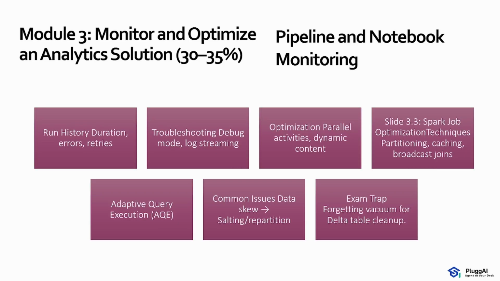Next, pipeline and notebook monitoring. Pipelines give rich run history, duration, rows processed, errors per activity. Debug mode lets you peek inside without a full rerun. Notebooks: execution logs, cell timings, Spark UI link for deep dives. Troubleshooting flow: failed pipeline, check activity errors first; slow notebook, check logs for shuffle spills or skew. Optimization here: parallelize activities, use for each instead of sequential, dynamic content for reuse. Exam scenario: recurring failures at 2 a.m., monitor run history patterns, maybe source latency.